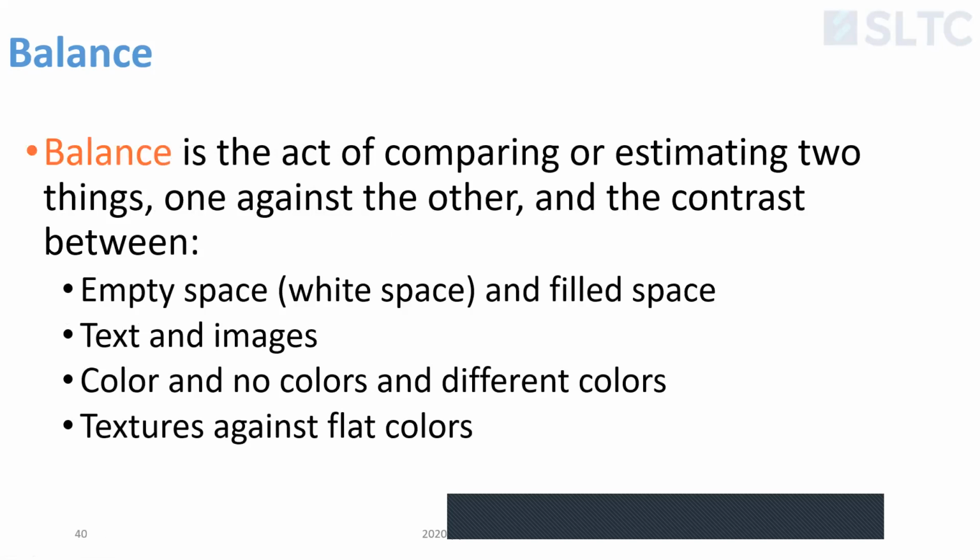So balance is the act of comparing or estimating two things. We say they are balanced or they are not balanced. So when it comes to design, we are comparing empty space, that we call white space, versus content space, where you have something. We also compare text and images. We also compare colors and no colors in a design, right? And generally we use flat colors to compare whatever you use.